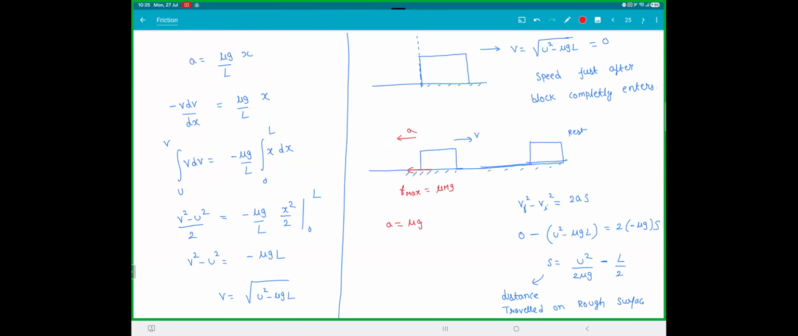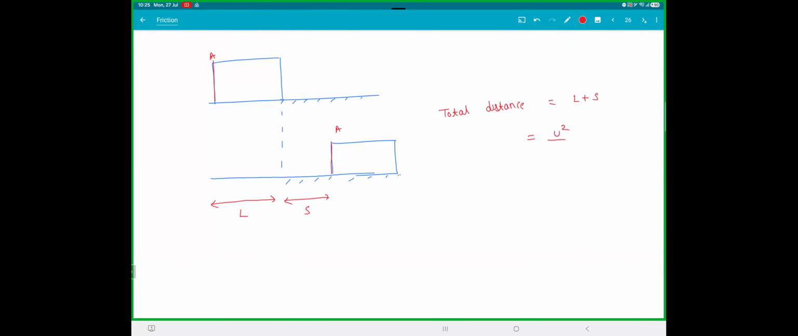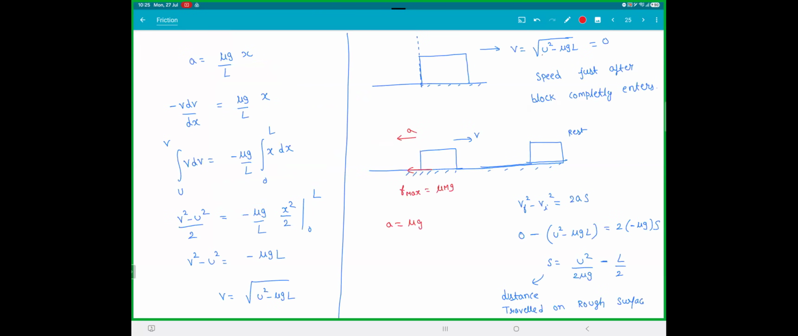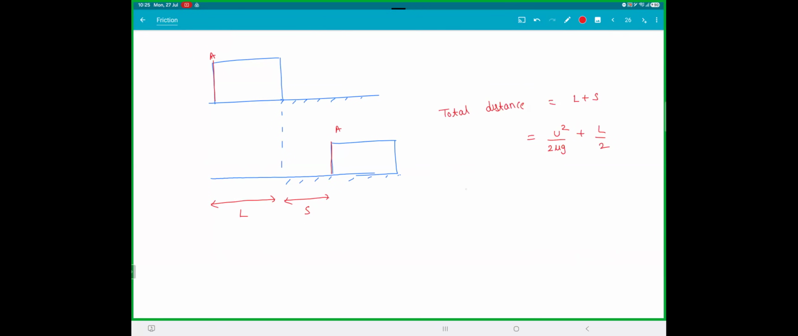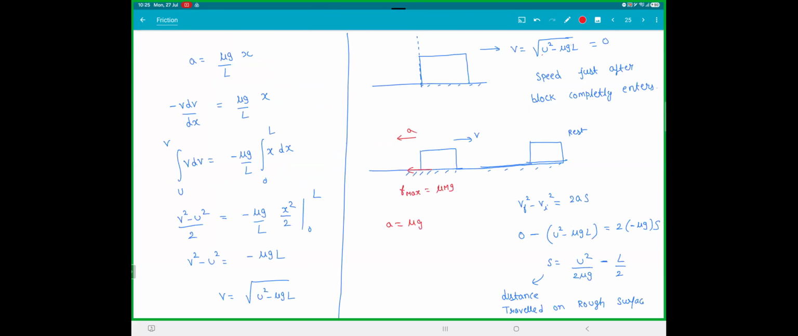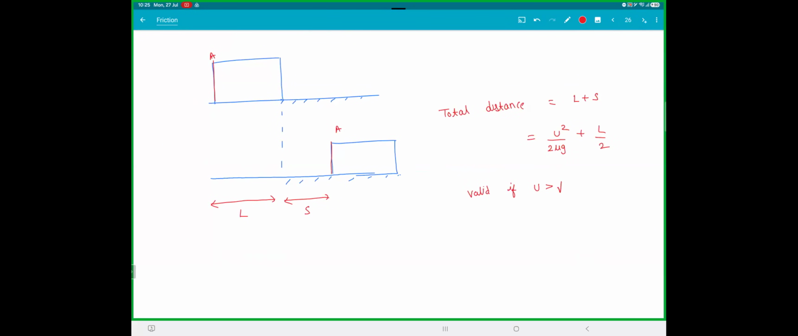Which is u square by 2 mu g plus L by 2. This is true when you satisfy v greater than 0, valid if u is greater than root gL. If you're less than this, you won't even enter the rough region.